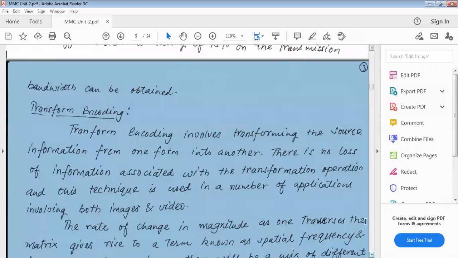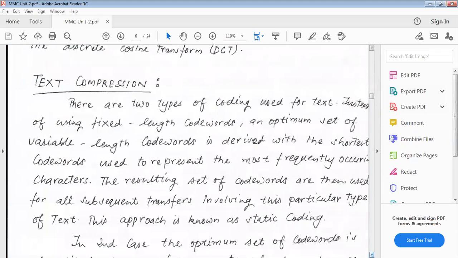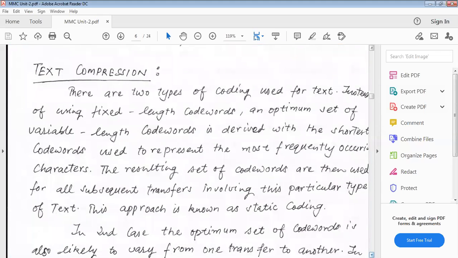Next we have text compression. You can see this in the next class. We are going to see it in the next class.